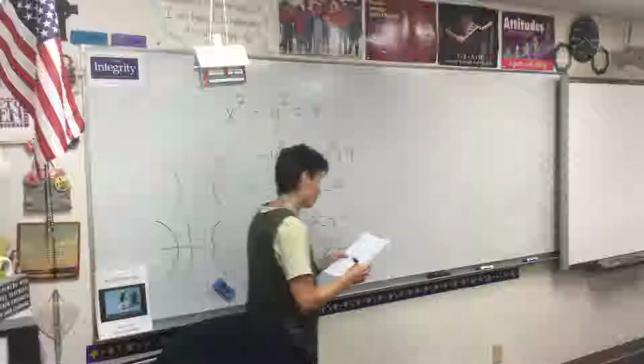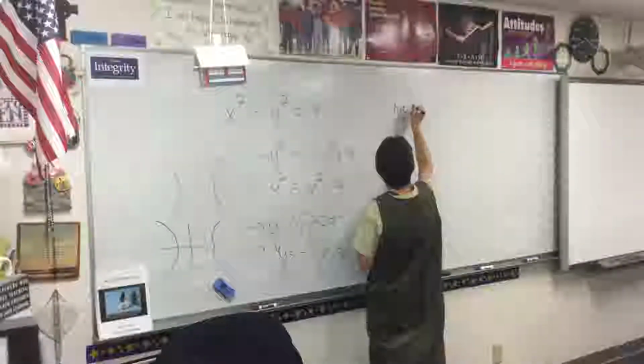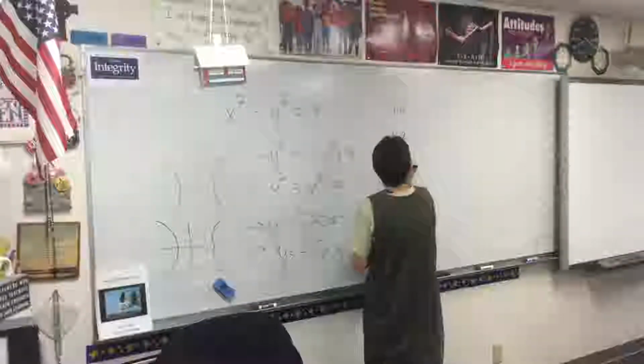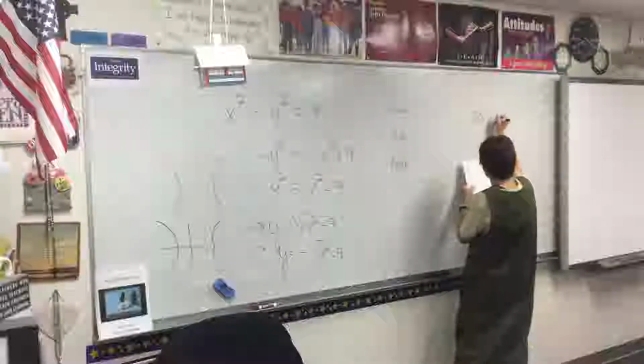Now, the next one is probably the hardest part. We gotta find the horizontal asymptotes, the vertical asymptotes, and the holes for this function.